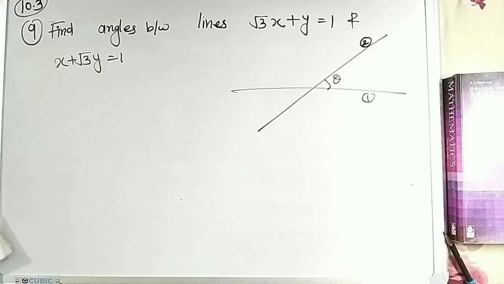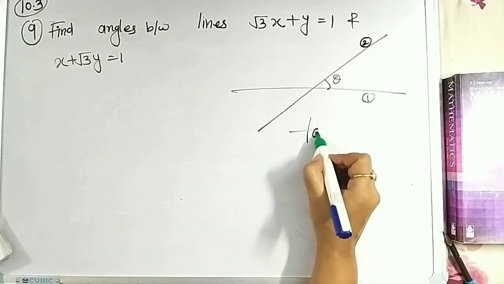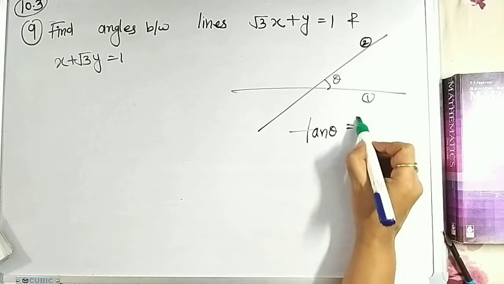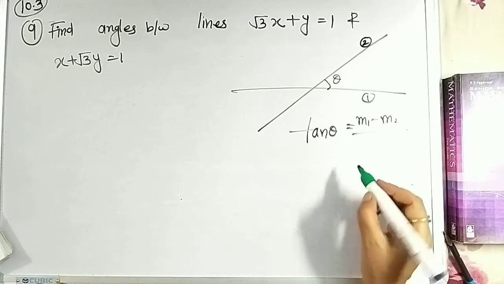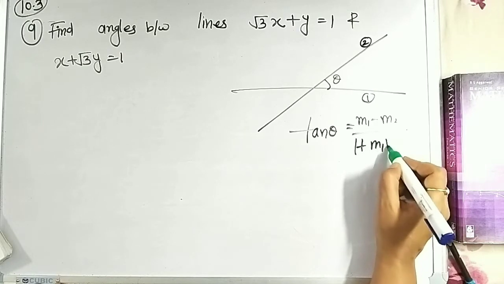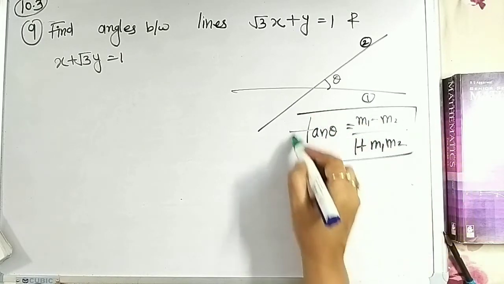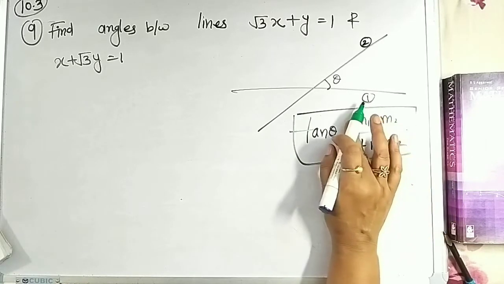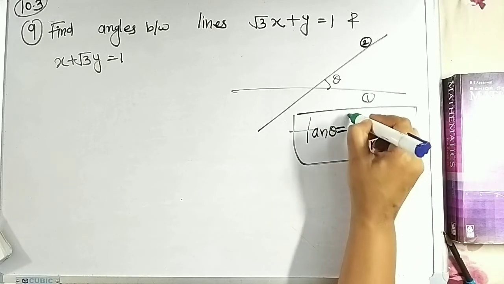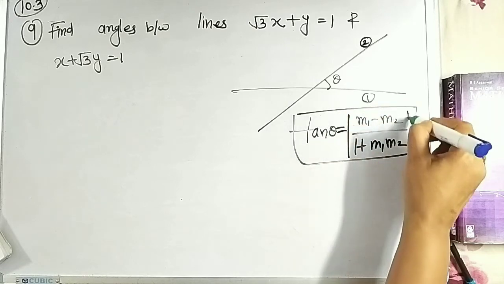Okay, so we know the formula for angle between two lines is tan theta is m1 minus m2 by 1 plus m1 into m2, right? So we will use it. For that, I just need m1 and m2. That is my aim. In this formula, remember, guys, we take mod.